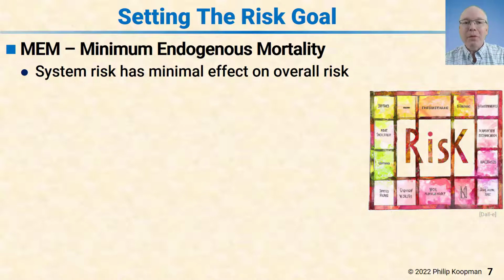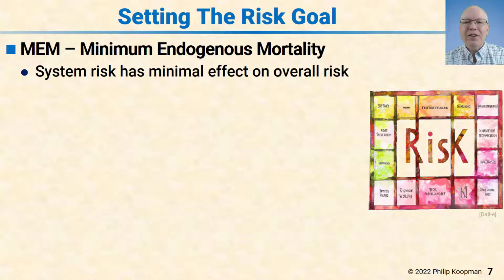One of them is minimum endogenous mortality. The idea here is that everyday life has a certain amount of risk, and especially when you're younger and old age diseases are not a big factor on mortality rates, there's a certain risk that people will die from whatever reason. Think of it as a background risk of living in our society. And the idea of MEM is if you're going to build a system, that system should not significantly increase the risk to the population. Well, it turns out that driving in ordinary cars is a non-negligible risk.